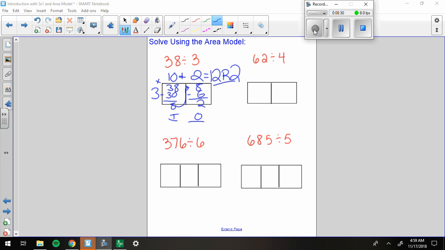We could also do this looking down here for a 3-digit number divided by a 1-digit number. 376 divided by 6. I know this side is 6, and my area is 376. And you guessed it, now I'm going to be doing hundreds, tens, and ones. So, does 6 go into 376 100 times? No. No hundreds.